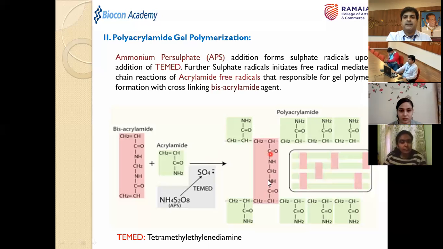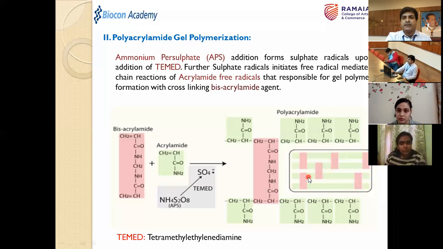You see here in the illustration, this is the bisacrylamide, and here you can see the pink colored stuff. This is the kind of a cross-linking agent. These are the acrylamide monomers, interconnected through this bisacrylamide cross-linking agent. And this way, a meshwork will be formed. Unlike in agarose gel electrophoresis, where I said you are heating, then allowing it to cool, then it will get solidified and it forms a gel.